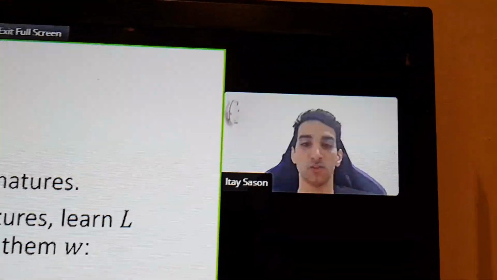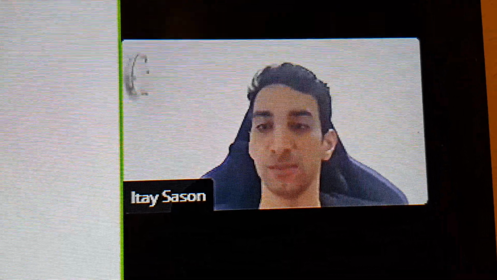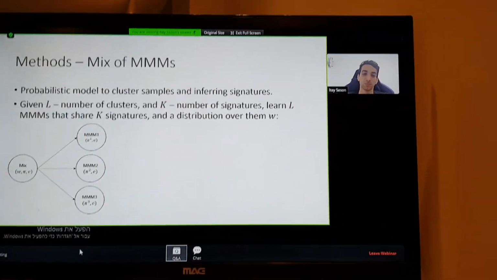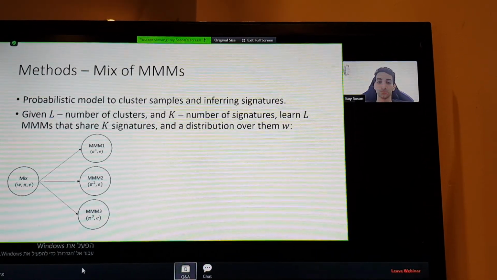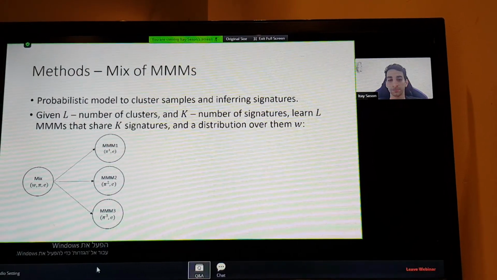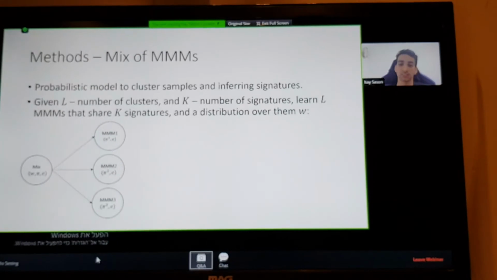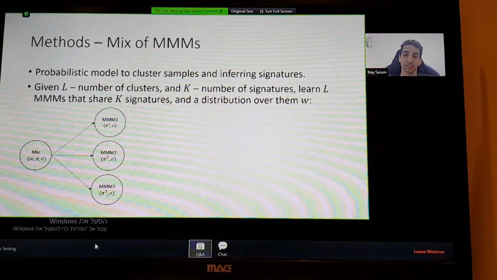Our model will be a mixture of MMMs, which we call Mix. Given L, the number of clusters, and K, the number of signatures, we would like to learn L MMMs that share K signatures, as well as a distribution over them, W. To get an intuition about the new model parameters, L is the number of subpopulations within the data. For example, it could be the number of cancer types. W is the distribution over the subpopulations. So if the clusters are cancer types, then W1, for example, is the fraction of samples of cancer type 1.